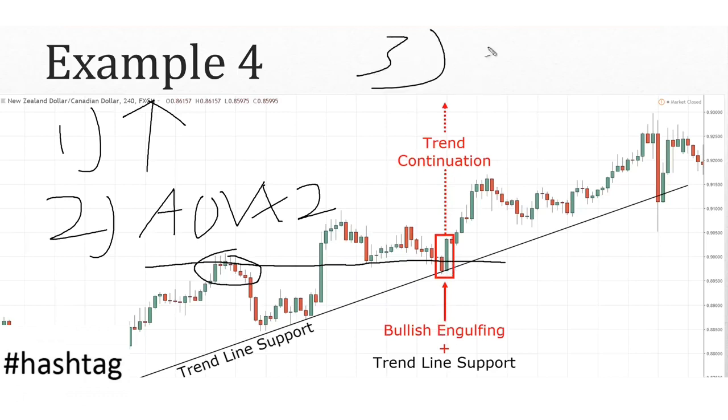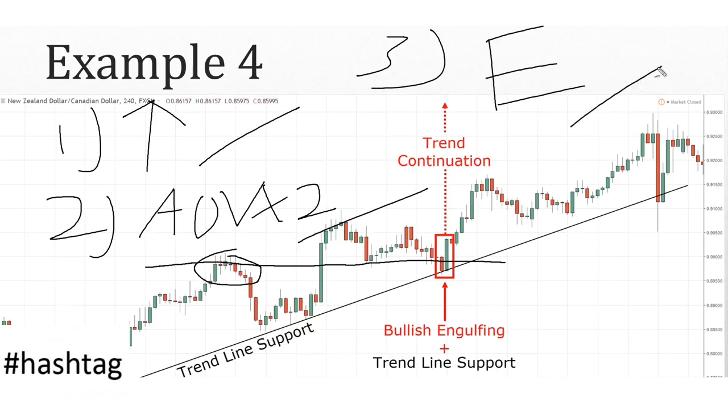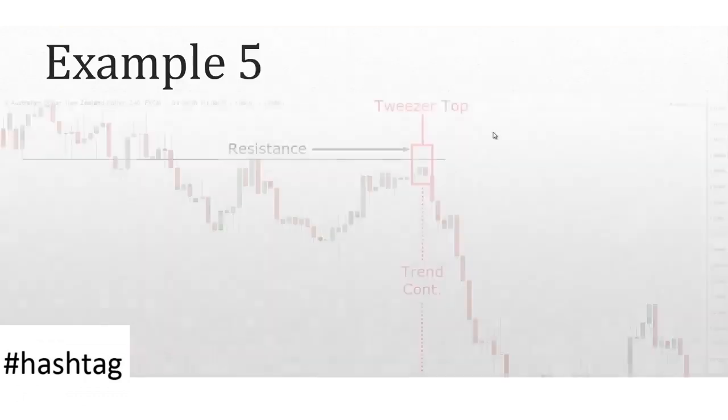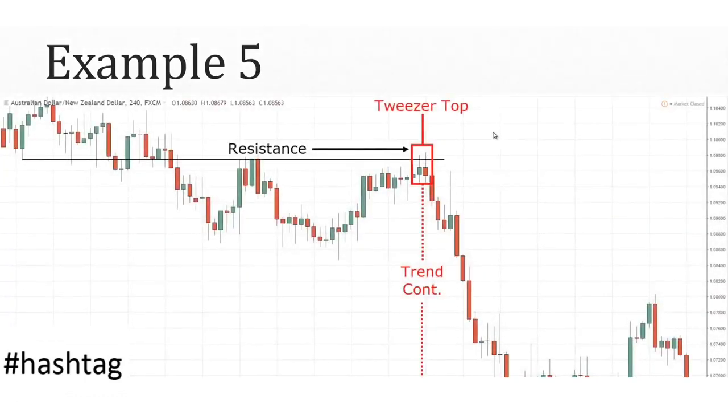The third thing, what do we have? Bullish engulfing pattern, right? We have this. So this is your entry trigger. Again, the framework is met: uptrend, area of value, entry trigger. This bullish engulfing is a bullish reversal pattern.